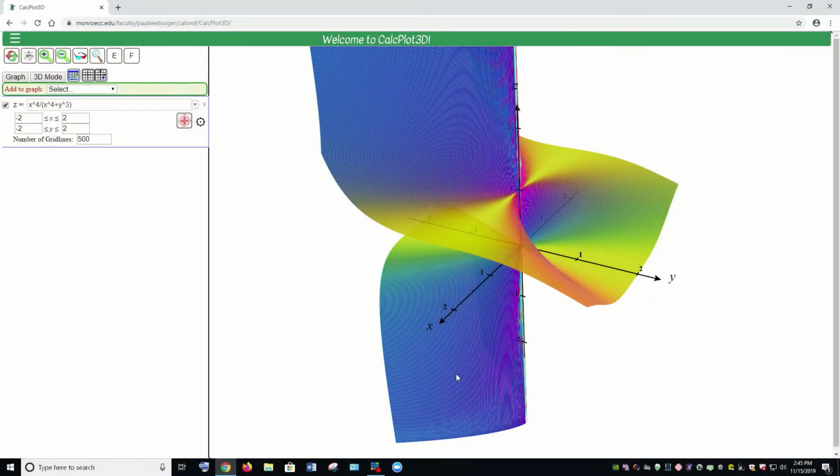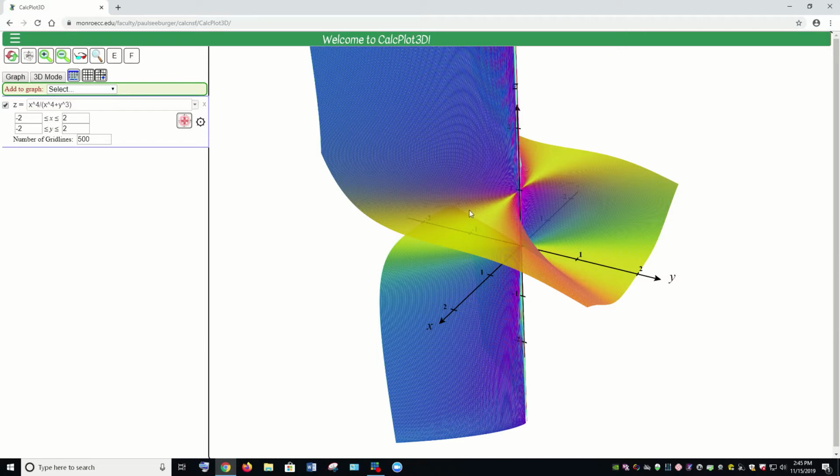So we are going to look at another limit problem. When we started with the graph on this one, we've got z equals x to the fourth over the quantity x to the fourth plus y cubed. And (0, 0) is definitely not in the domain of that function.